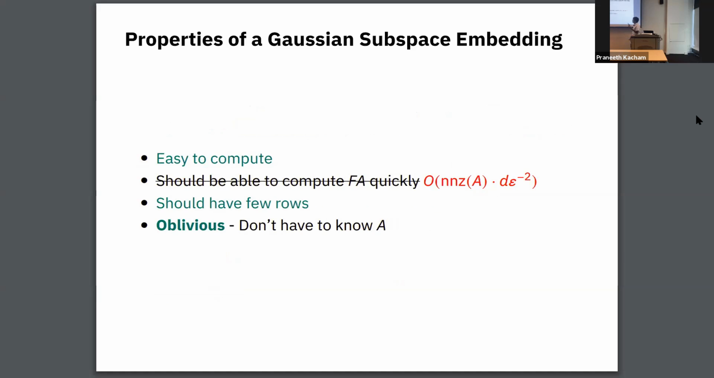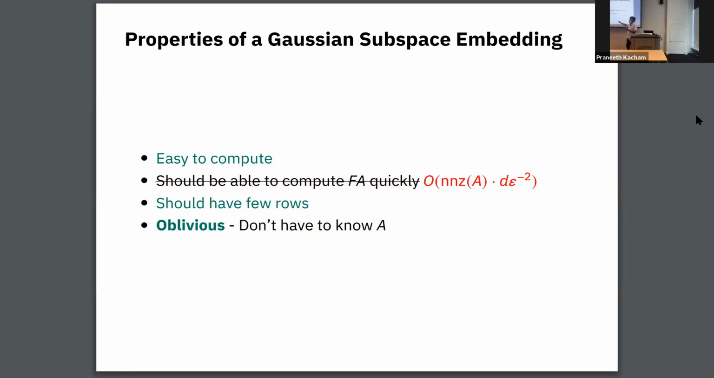So what properties does this Gaussian matrix have? First of all, it is easy to compute. You don't even have to look at the matrix A which you are applying it to. You just sample a Gaussian matrix. Should be able to compute FA quickly, but this is not possible. G is a very dense Gaussian matrix, and you want to multiply it with a matrix A. So it will take at least the number of non-zero entries in A times the number of rows in this Gaussian matrix, that is d over epsilon squared, which is higher than what we desire. And it should have few rows. At least for constant epsilon, the Gaussian has order d rows, which is nice.